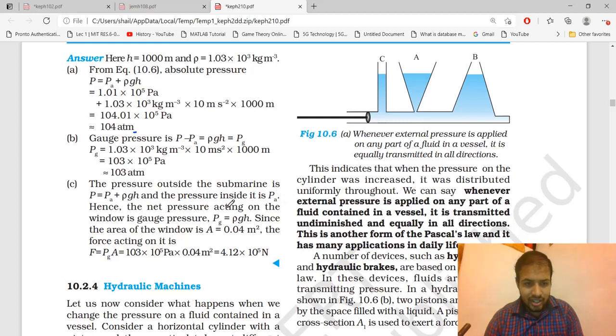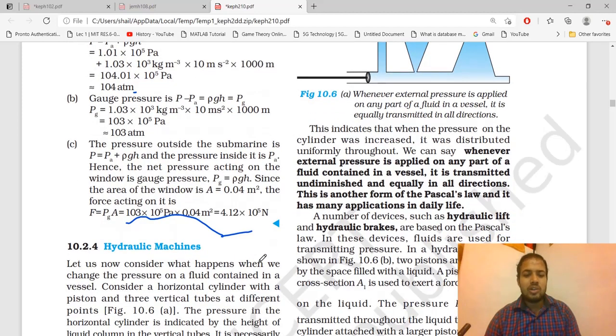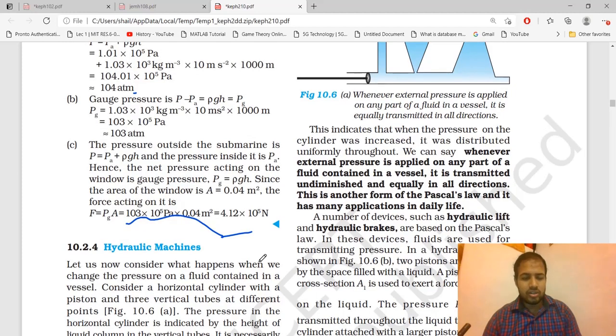Hence the net pressure acting on the window is the gauge pressure. P gauge is acting on the window because inside there is 1 atmospheric pressure. Since the area of the window is A equal to 0.05 meter square, the force acting on it is F equal to gauge pressure into area, and we get 4.12 into 10 to the power 5 Newton. And the glass and any material used in the construction of a submarine should withstand this amount of force, otherwise the submarine will collapse and we cannot go beyond its limit inside the water.